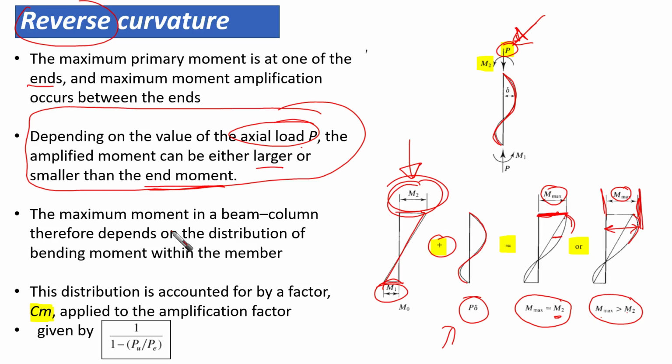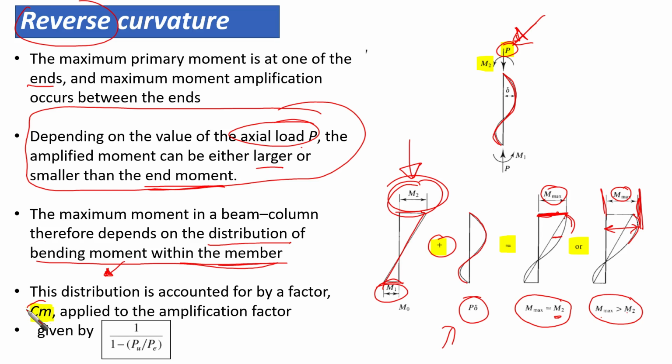The maximum moment in a beam column therefore depends on the distribution of bending moment within the member. So based on that, we need to take into consideration the distribution of moment. We need to know how the moment is going to be distributed here. Okay, this means we need investigation. In order to take into consideration this concept that we have explained now, we need to take this distribution into account.